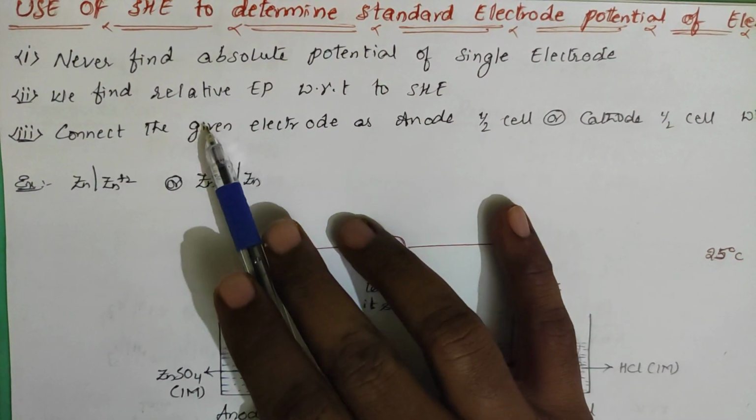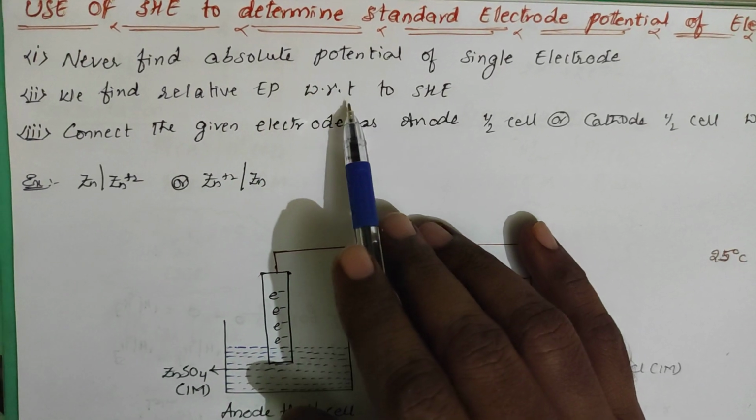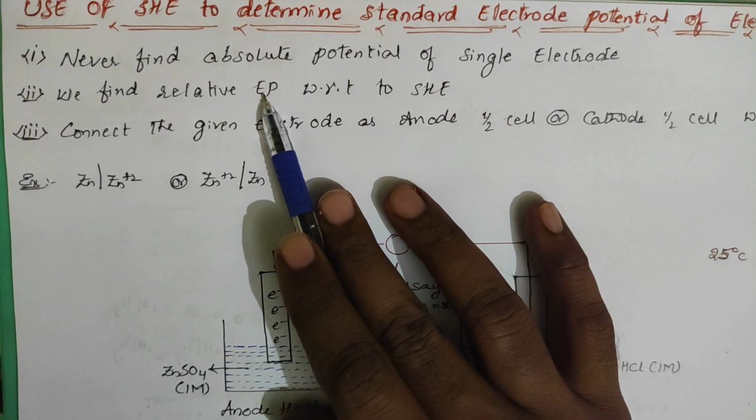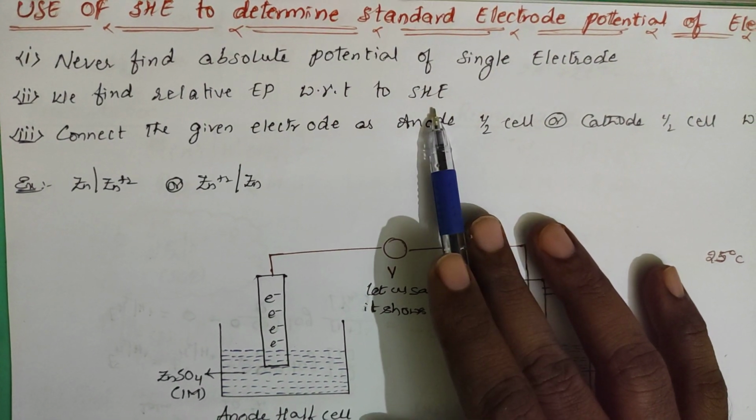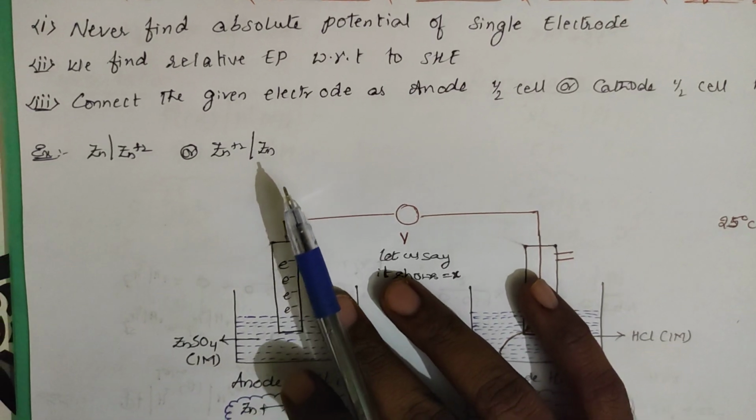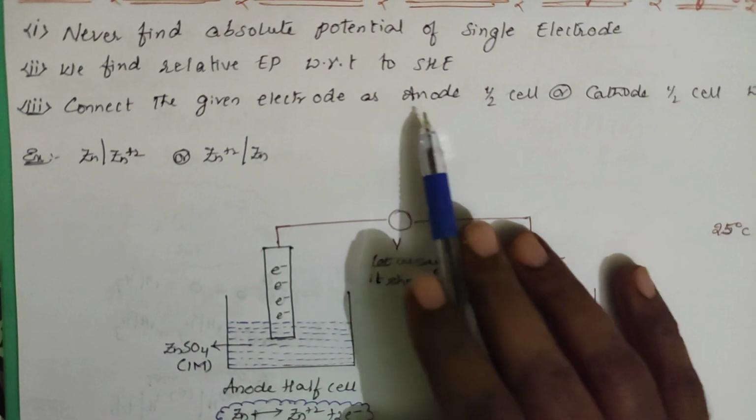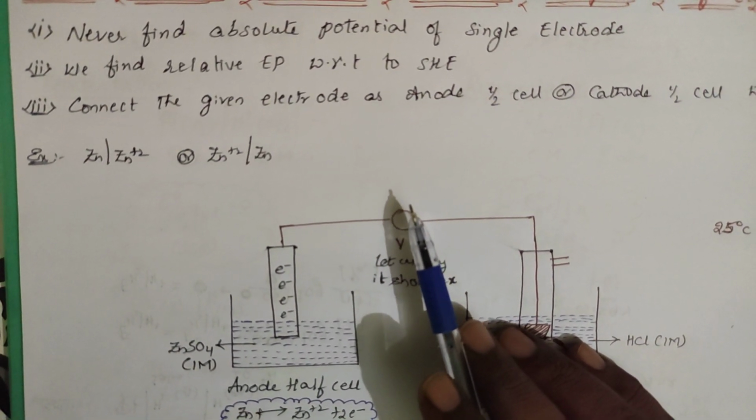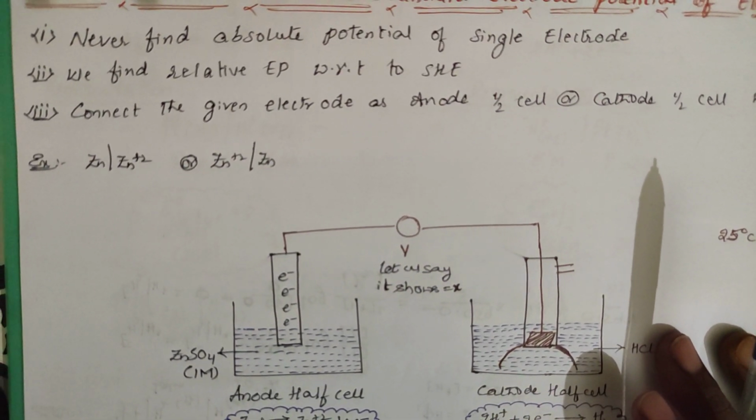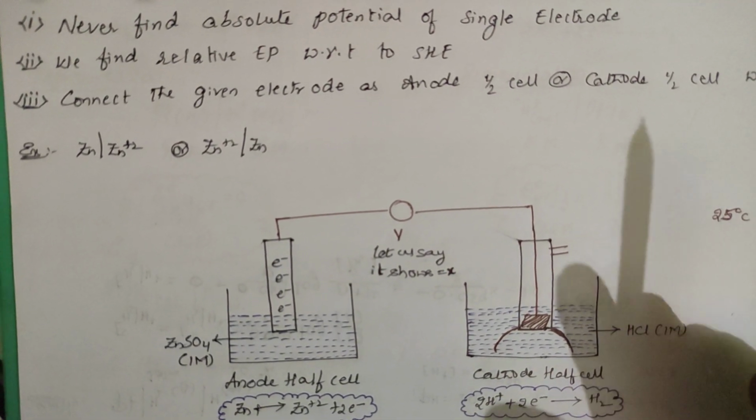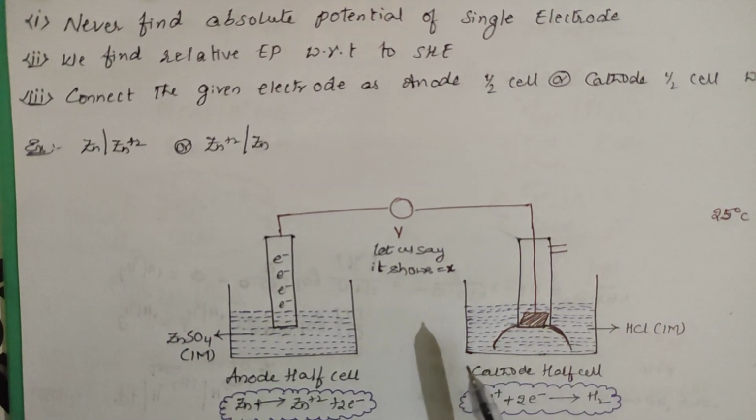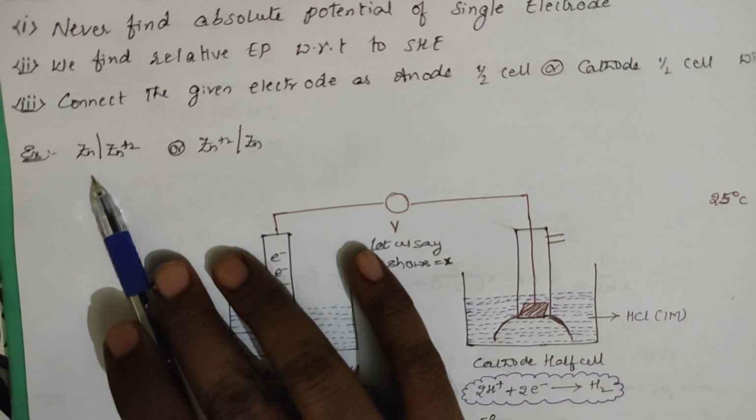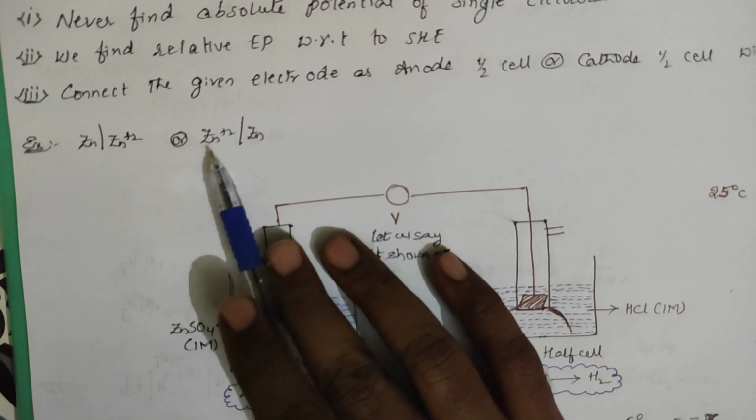But we will be finding the relative electrode potential with respect to hydrogen. That means the electrode potential we obtain for a single electrode is obtained by comparing it with the standard hydrogen electrode. Next, connect the given electrode as the anode half cell or cathode half cell with the SHE. Whichever element you want to know the electrode potential of, you should connect that element with the hydrogen electrode. Let me take an example like zinc getting converted to Zn+2, or Zn+2 getting converted to zinc.